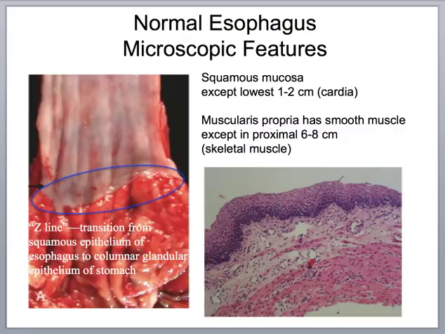An important demarcation at the lower esophagus is called the Z-line, and this can be recognized endoscopically and grossly as a transition from the white, smooth epithelium of the esophagus to the tan or pink glandular epithelium of the stomach. And this is an important landmark.